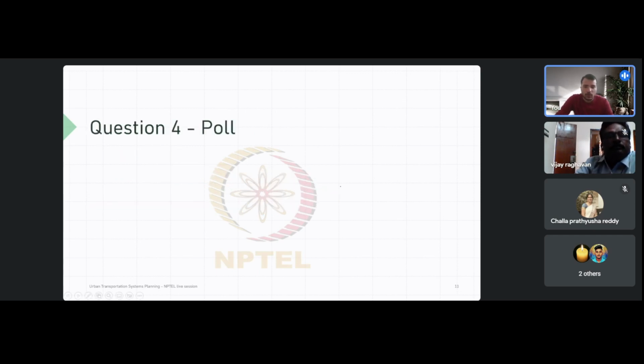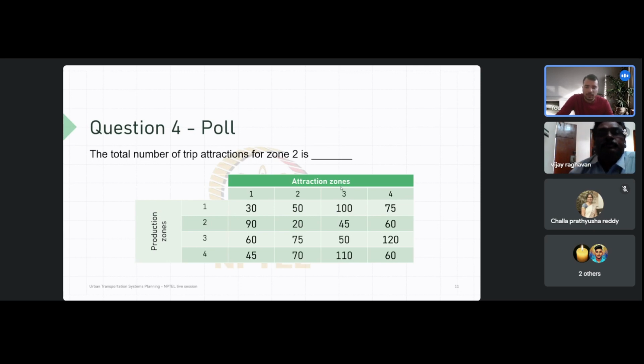So the next question is a poll. We will use the same data, but we'll try to calculate a different parameter. So the total number of trip attractions we need to find this time. Last time we found the productions for the third zone, and now we'll find the attractions for zone 2. So the same data I'm giving here. You can answer it in the chat since this is a direct numerical type answer. There are no options here.